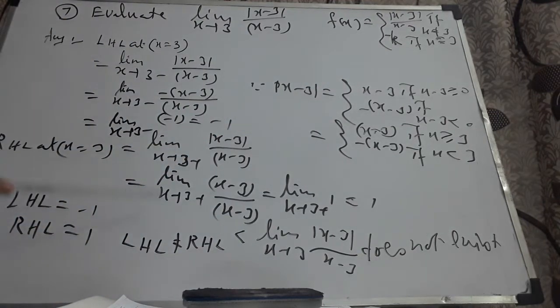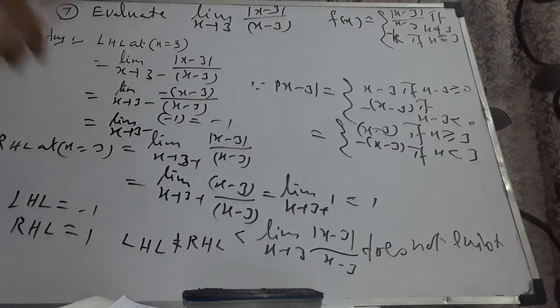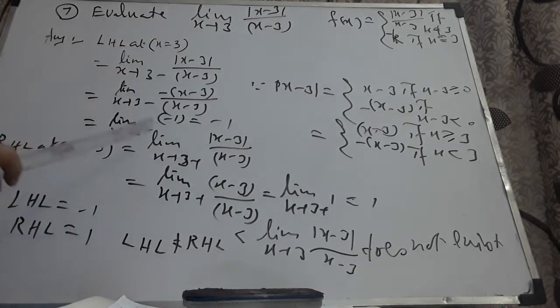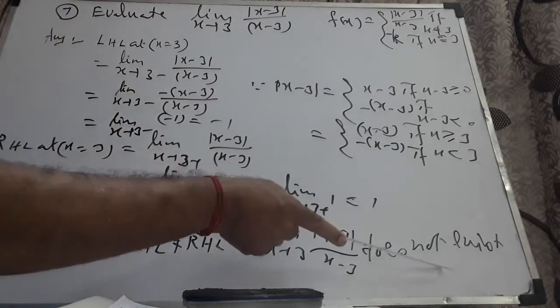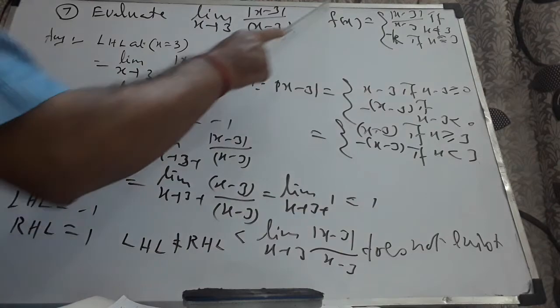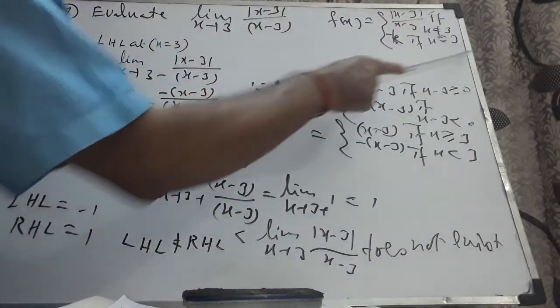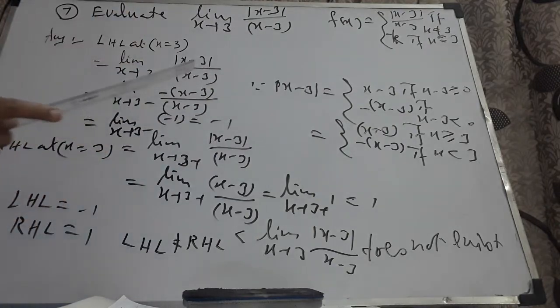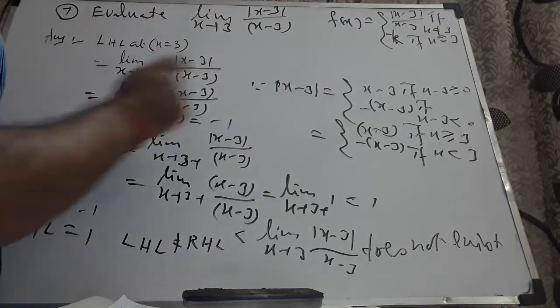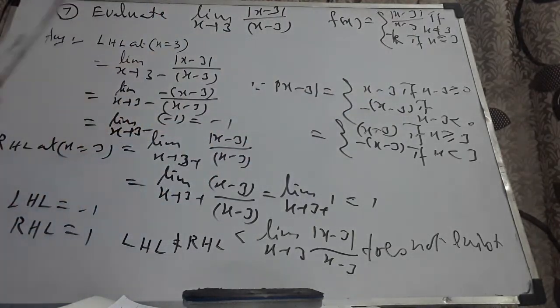Here I'll do the same way. LHL will be equal to minus 1, RHL will be equal to plus 1. LHL not equal to RHL implies the limit itself won't exist. I mean to say the function is discontinuous at the point x equal to 3. Actually, for the original problem, it stops only here. I'm talking about the other one which I added just now. Here, whatever may be the value of k, it will be discontinuous at x equal to 3. That is another way of testing the same problem.